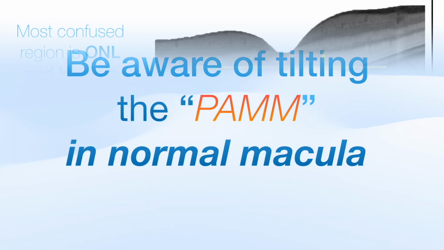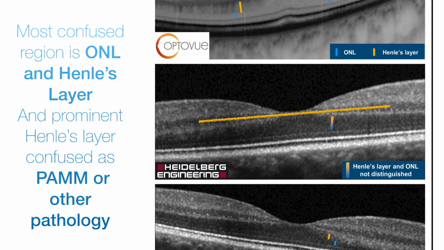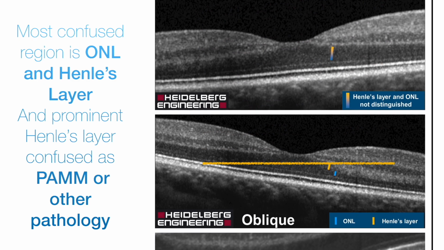ONL and Henle's layer are almost always confused as one ONL layer. Henle becomes more prominent when the axis is tilted, appreciable in these images. Tilted images showing the otherwise hidden Henle's layer have been confused with and referred to us as PAM or AMNR.